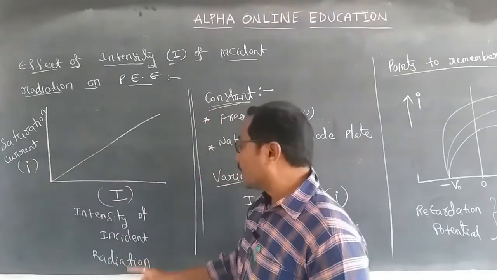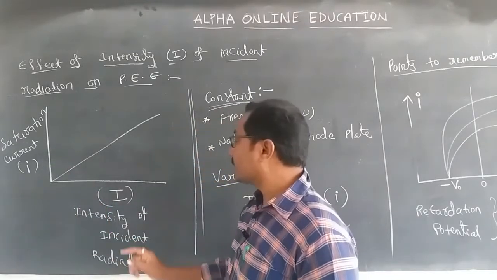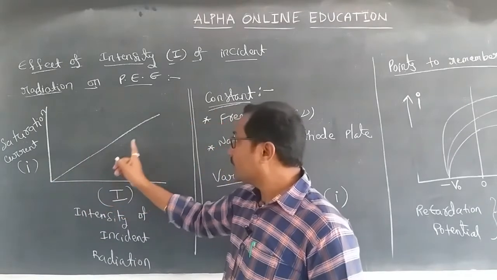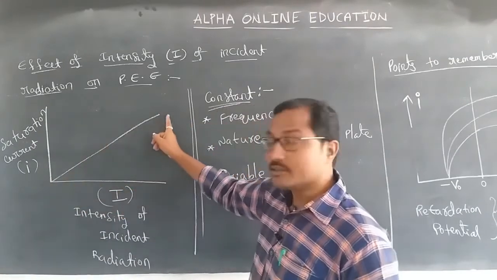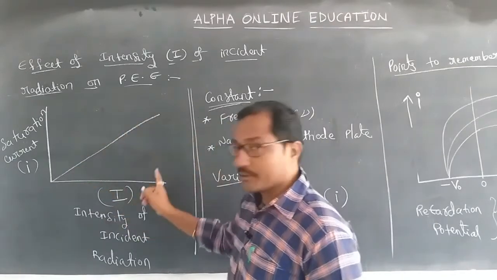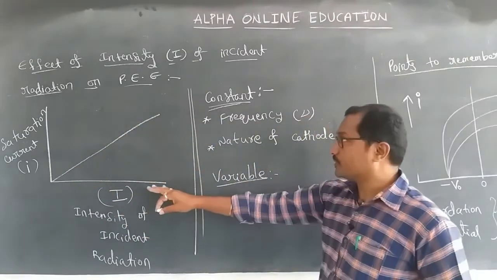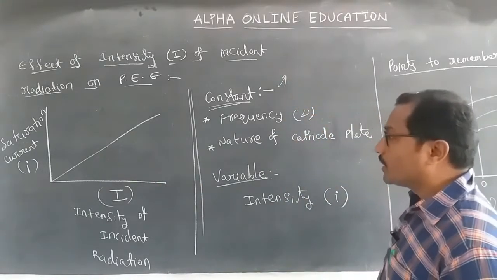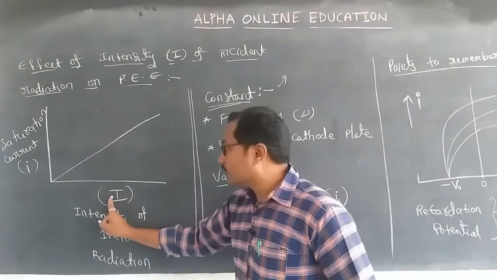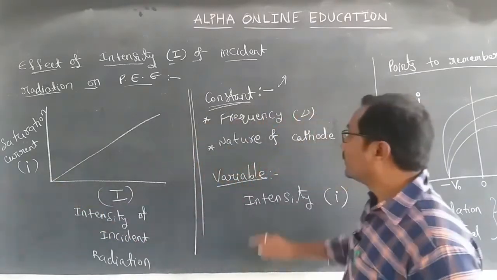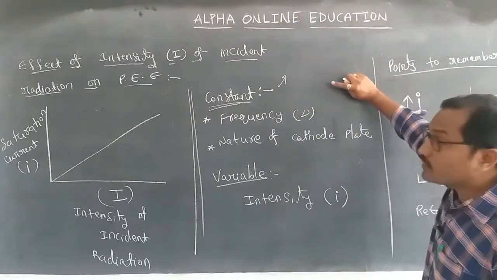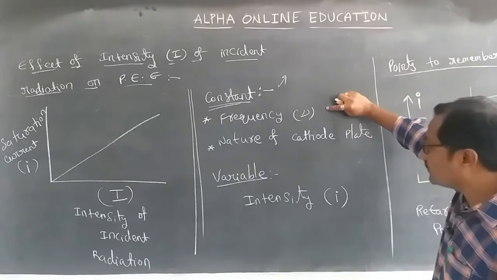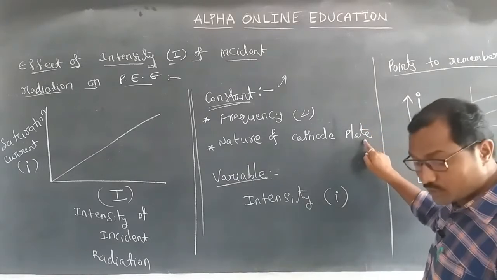Now, if you plot the graph between the intensity of incident radiation I and the saturation current, then we are going to get a linear relation, as shown in the diagram. Okay, right. Now we are going to discuss this briefly. To relate the intensity and the saturation current, first of all, we keep two constants: one is the frequency of incident radiation and the other is the nature of the cathode plate.